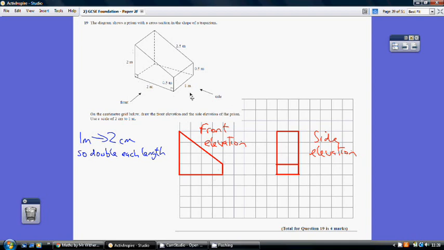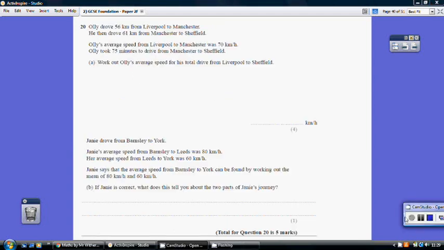Now secondly, we then have to draw the side elevation, which is looking from here. Now this little rectangle here would be in the foreground, being 2 meters by 1 meter, so 2 centimeters by 1 centimeter on our diagram. But of course, if you're standing here and looking at the building, this sort of slanted roof, if you like, you're going to see that, and it goes all the way back to a height of 2.